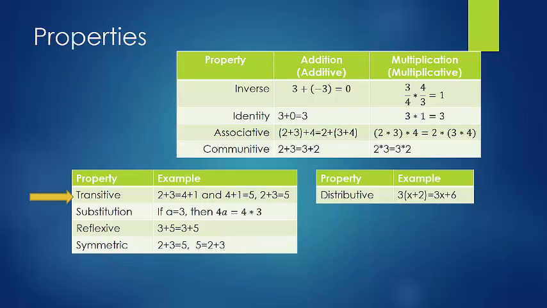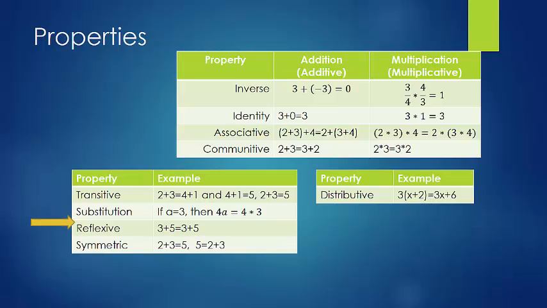Transitive property. Transitive property, the classic example is if A equals B and B equals C, then A equals C. It also works for inequalities. If A is greater than B and B is greater than C, then A is greater than C. Substitution property. Basically, you're plugging in the values that are given. So if A is equal to 3, then 4 times A is equal to 4 times 3.